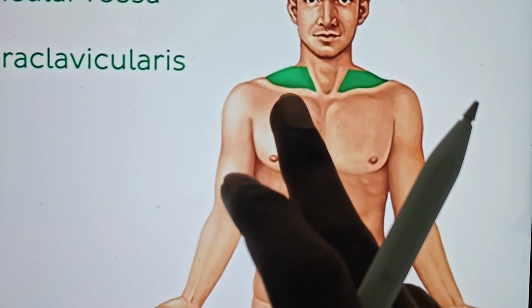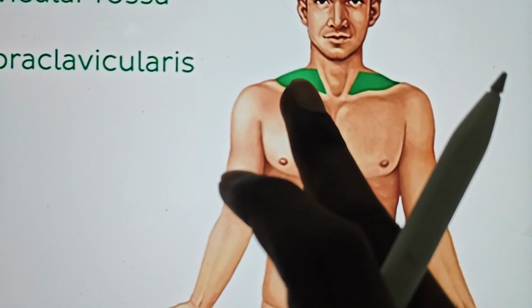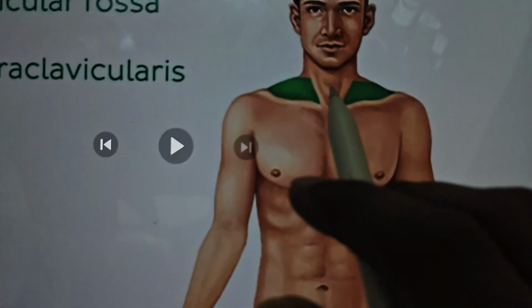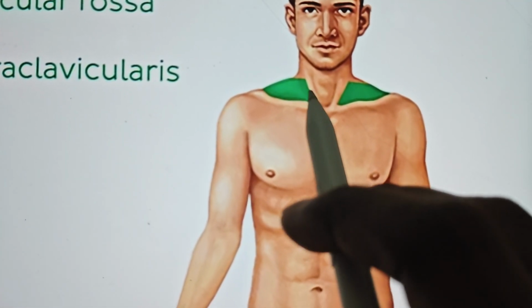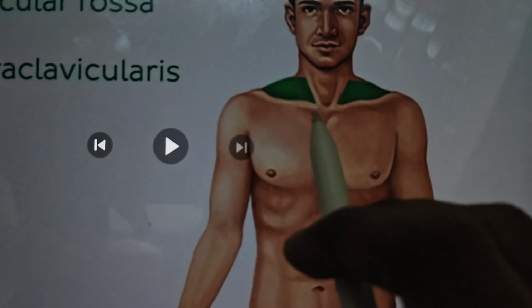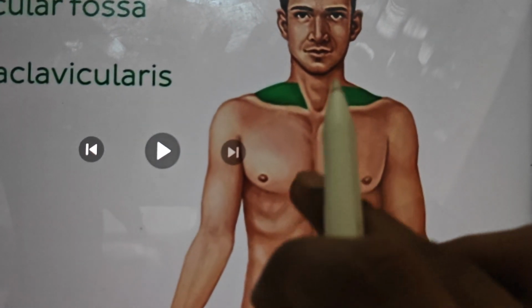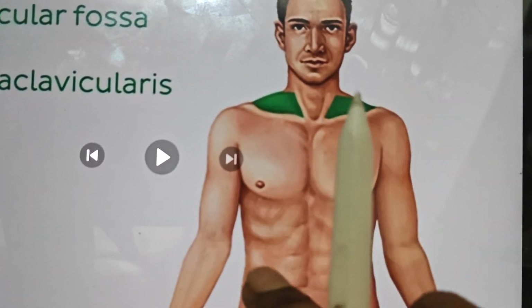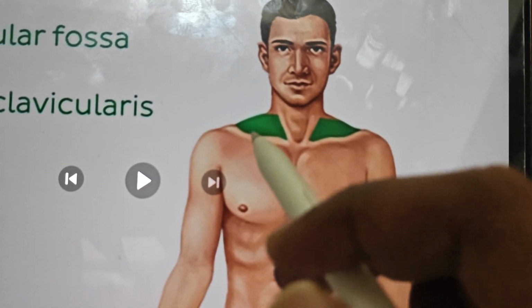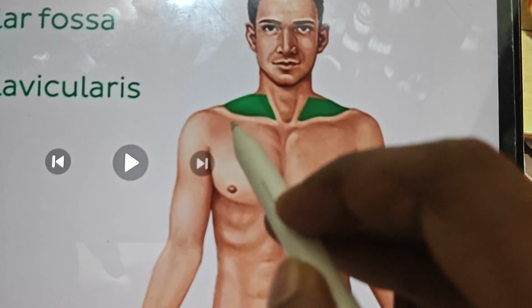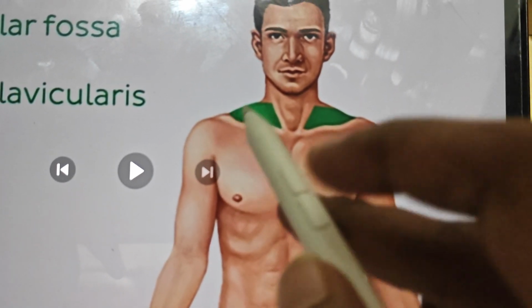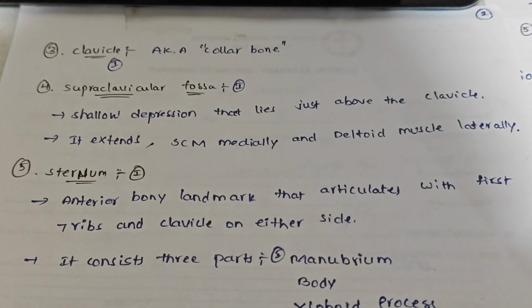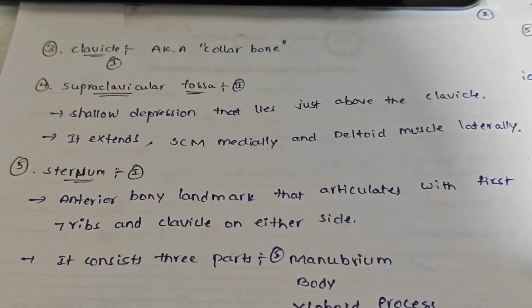You can see in this video, it is above the clavicle, that is the supraclavicular fossa, and it extends. This one is the medial surface, so you can see SCM here like this, and it extends from SCM medially to the deltoid muscle, which is around here, laterally. Okay, those are the points to remember in supraclavicular fossa.